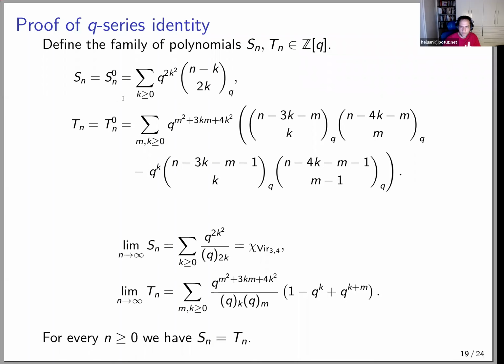So, well, there's nothing to do about it. This is very elementary. It's just that you need to come up with these polynomials. And this is what our collaborator Andrews did. He just decided, well, just take these two polynomials, Sn, Tn. These are polynomials for each n.